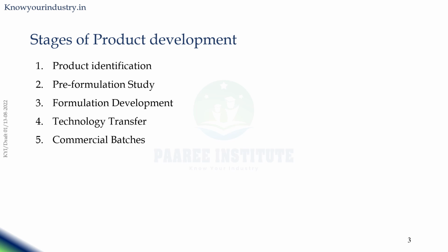There are various stages involved in formulation development, particularly for the drug product. Here we have listed out a few very important factors, which are identification of the product, where we have to understand the markets, the business case and the feasibility with our facility. Apart from that, there are pre-formulation, formulation development, technology transfer, and finally we end with the commercial batches.